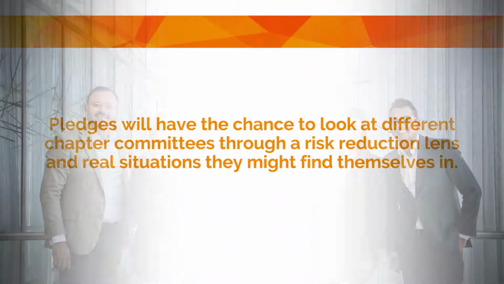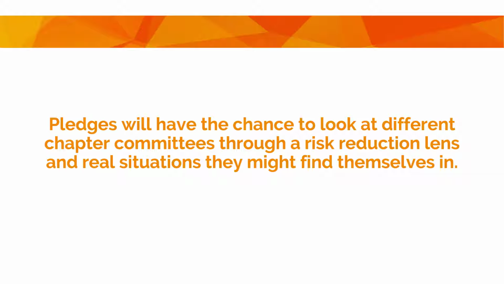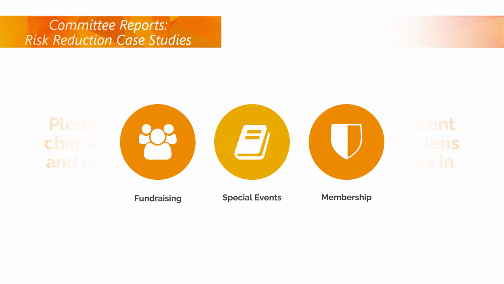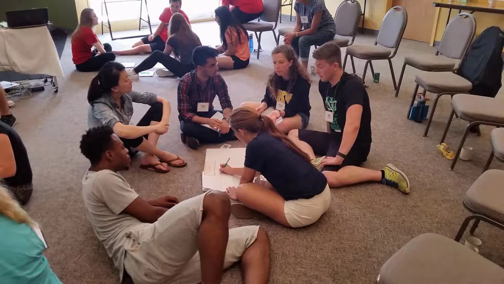During what would be committee reports, pledges will have the chance to look at different chapter committees through a risk reduction lens and real situations they might find themselves in. After explaining the purpose of committee reports and the different committees in the chapter, break the pledge class up into groups to look at 3 different scenarios. Each group will have time to review the scenario and present a proposed solution for how they would handle it if they were a member.